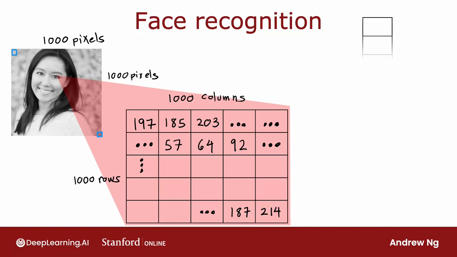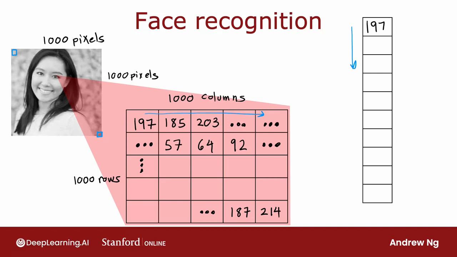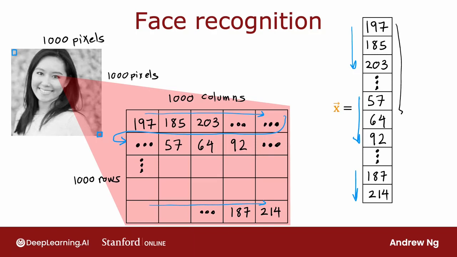If you were to take these pixel intensity values and unroll them into a vector, you end up with a vector of 1,000,000 pixel intensity values, because 1,000 by 1,000 gives you 1,000,000 numbers. So the face recognition problem is, can you train a neural network that takes as input a feature vector with 1,000,000 pixel brightness values and outputs the identity of the person in the picture?